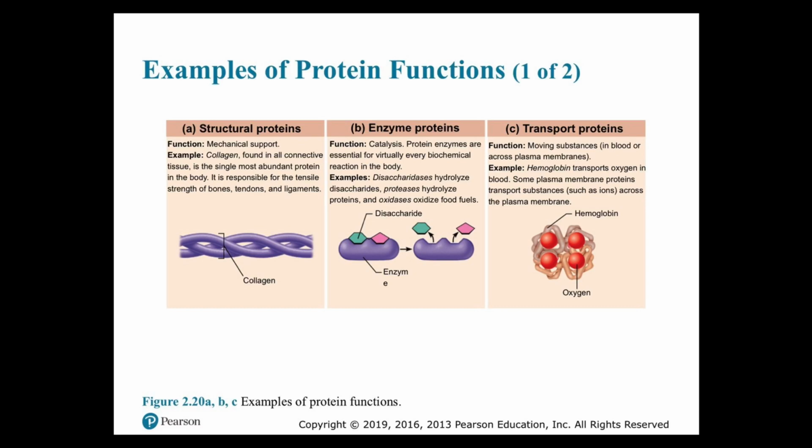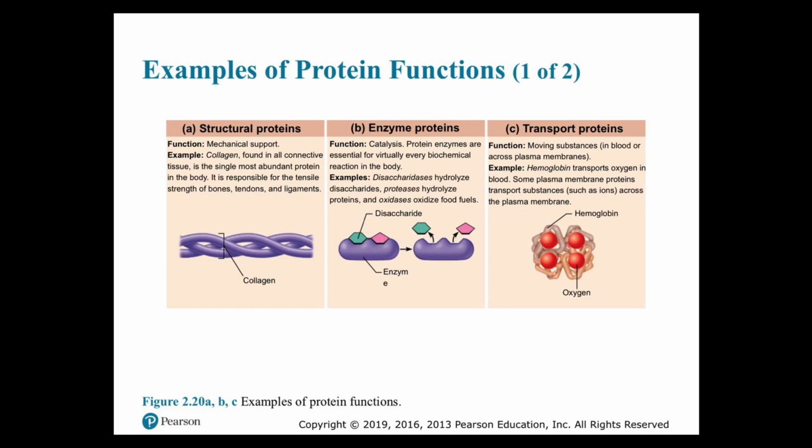B shows the category of enzyme proteins. So the function of these proteins is catalysis, where the protein enzymes speed up chemical reactions. So they are essential for virtually every biochemical reaction in the body. For every biochemical reaction, you need an enzyme, or else it would happen very slowly. An example here is this enzyme that breaks down a disaccharide into its individual monosaccharides.